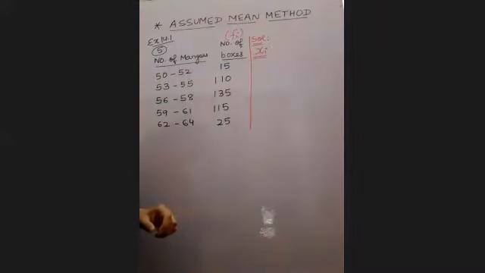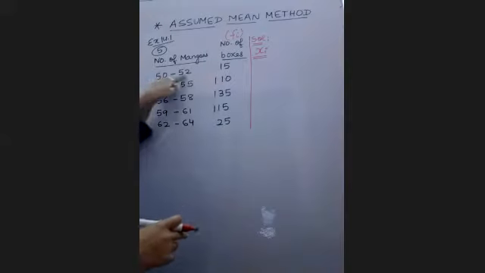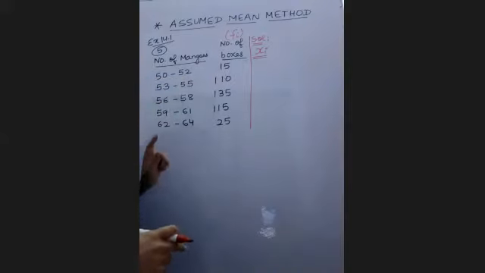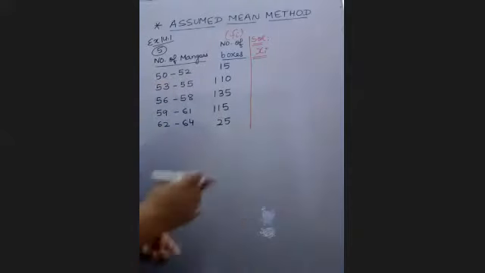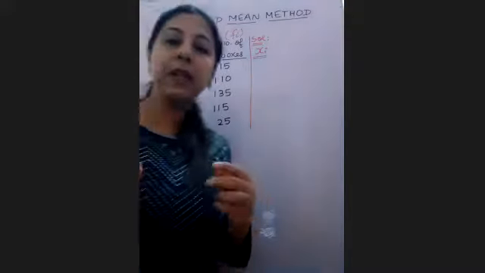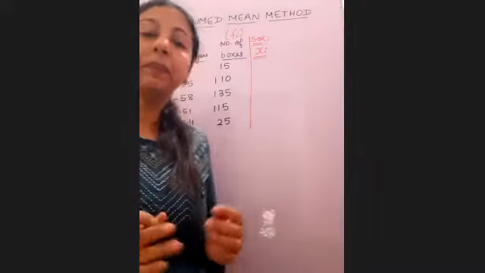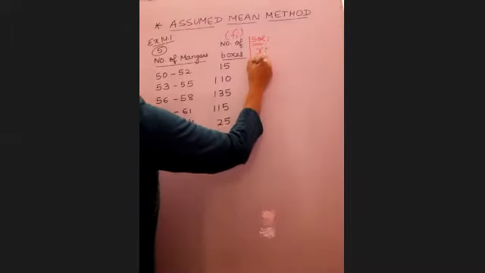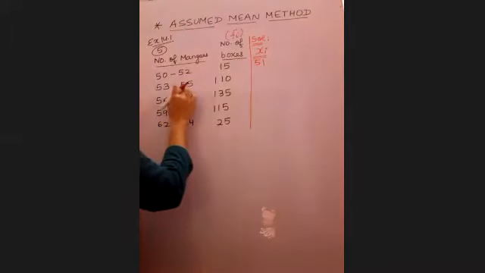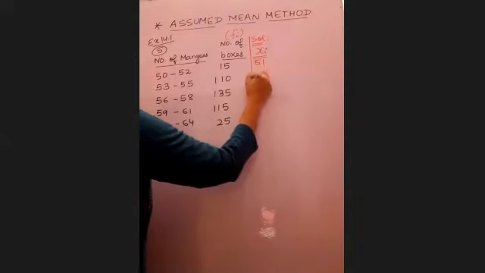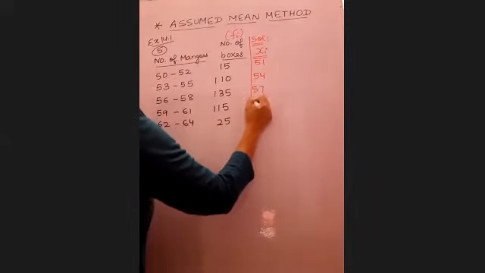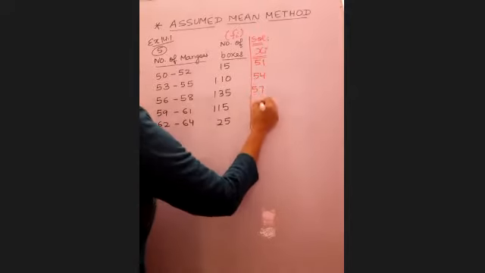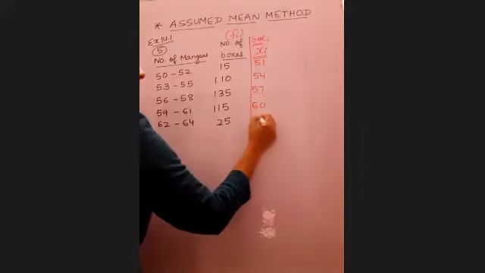Class mark xi is lower plus upper divided by 2. Now 50 and 52, what is the midpoint? 51. The next one, 53 to 55, is 54. Then 57, 60, and 63.